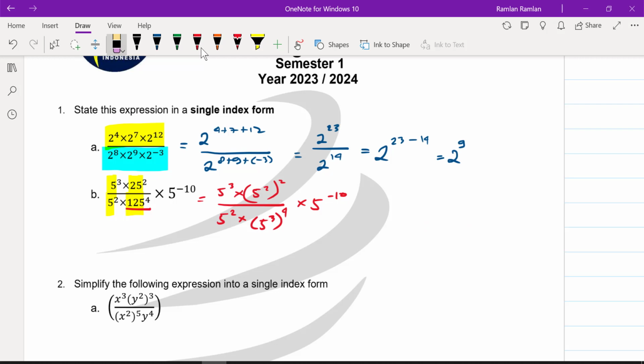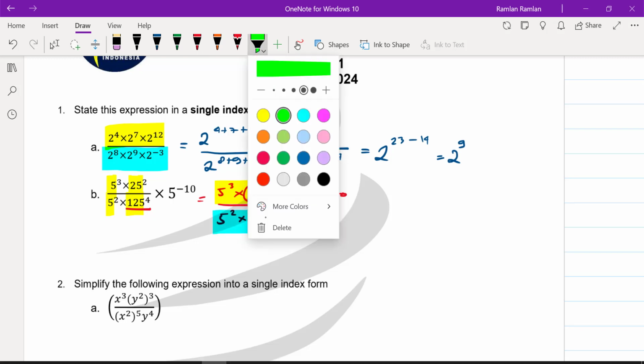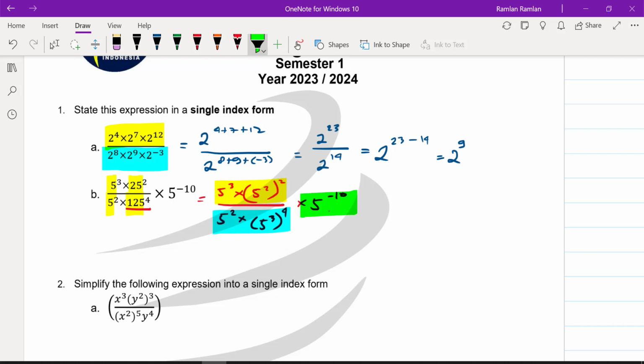Okay, so next step, again, we can do it one by one. There are so many ways to do it, guys. If you are used to doing questions like this, you can just add the powers. But if you're a beginner, I suggest that you do it one by one. If we have a fraction like this, simplify the numerator first and the denominator, and make them into a single index form. And if you're multiplying with other terms, then you can multiply that later. So in here, we're going to do this first, and then we're going to do this one, and then we're going to combine that with this over here. Okay, so let's do it one by one.